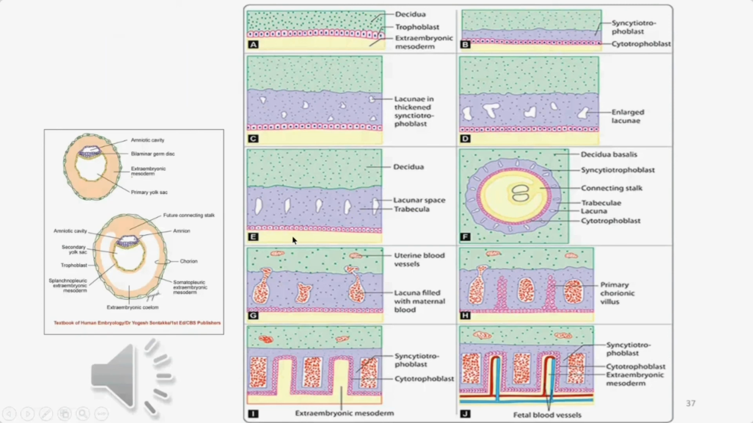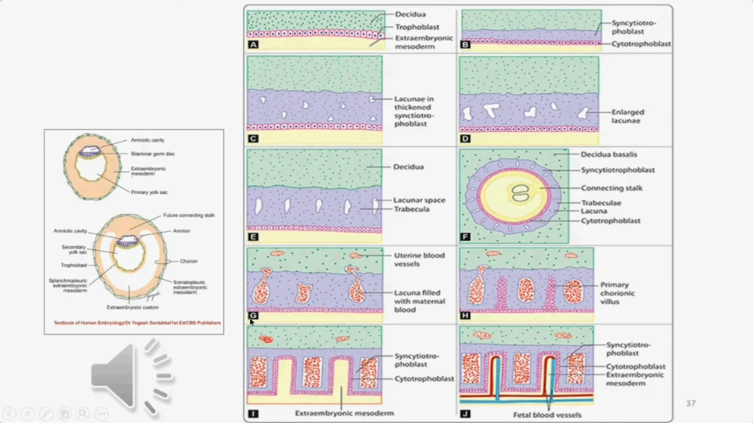From below to upward we can see extraembryonic mesoderm, cytotrophoblast, lacunae, trabecula, and in the uterine endometrium, that is the decidua. Peripheral to the cytotrophoblast are the lacunae and trabecula, and outside to it is the decidua basalis.